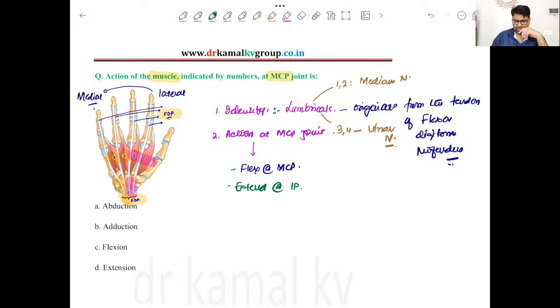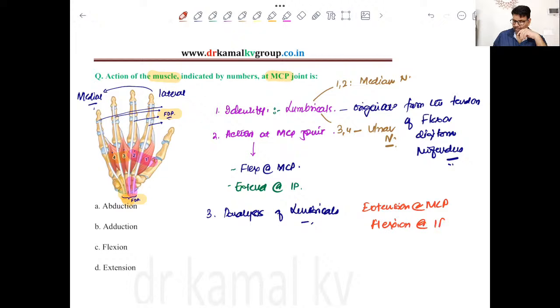And as Sneha pointed out, if there is paralysis, so if we can just add here, paralysis of lumbricals, what will happen? The reverse will happen. So extension at MCP and flexion at IP. So what will it become? It will become like this. So this is known as clawing, right? This attitude is known as clawing, right?